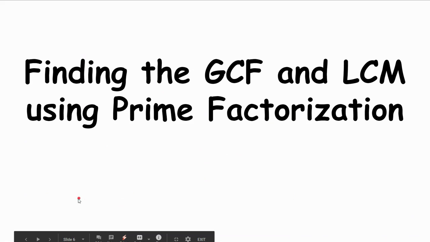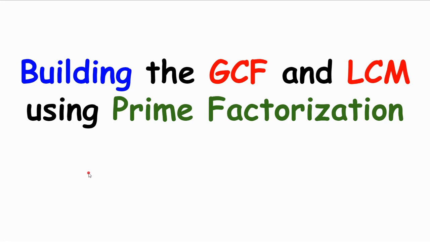We are going to be finding the greatest common factor and least common multiple using prime factorization. Probably a better way to say it is we're going to be building the greatest common factor and least common multiple using prime factorization. So for prime factorization, we have factor trees. The nice thing about that is it's kind of fun and we're not making lists. We're just breaking the numbers down.